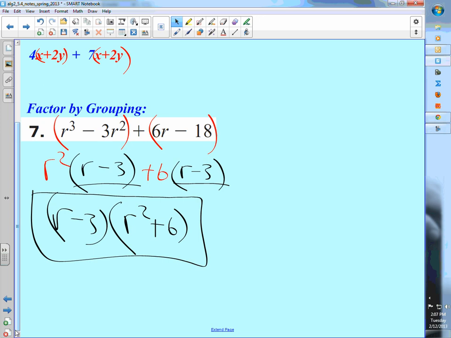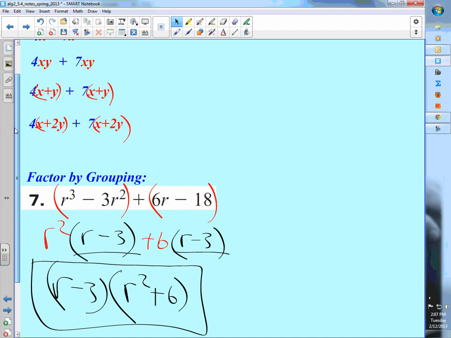Why wouldn't it be R minus 3 squared? It's a great question.